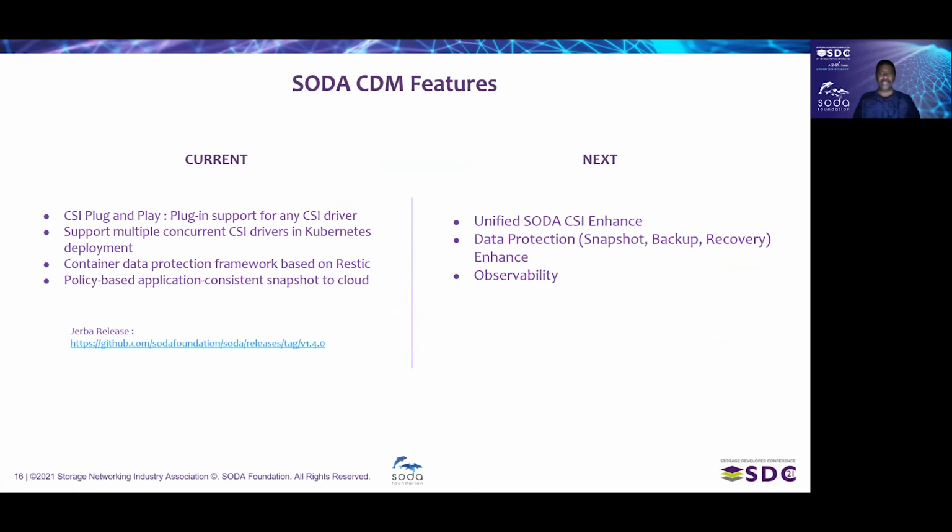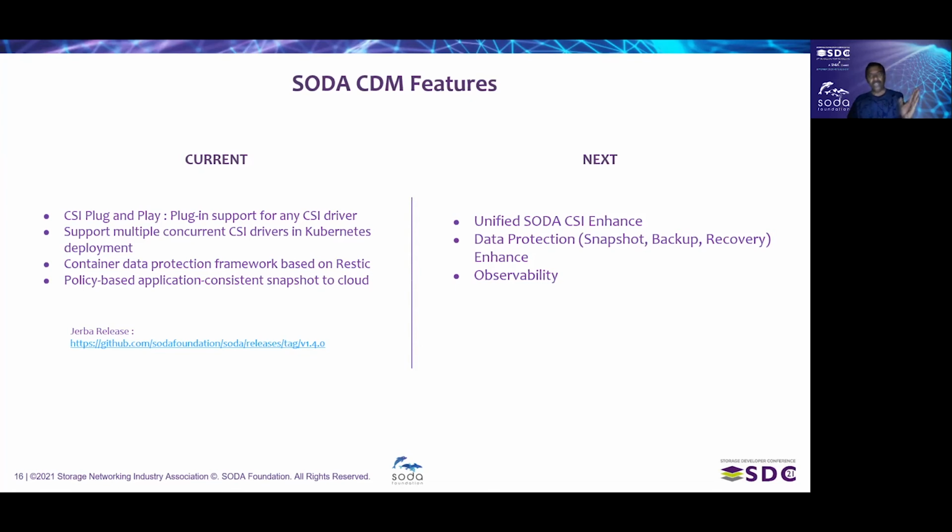I have given some links at the end, so you can join our Slack and community so that we can collaborate and work, because this is at the beginning stage and there are a lot of things to do. So we support CSI plug and play, and multiple concurrent CSI drivers can work at the same time. And we also have a POC on a data protection framework based on Rustic. It's an application-aware data protection outside the box and outside the CSI, of course, because CSI doesn't support this feature today. And policy-based application-consistent snapshot. These are some of the POCs which we have released.